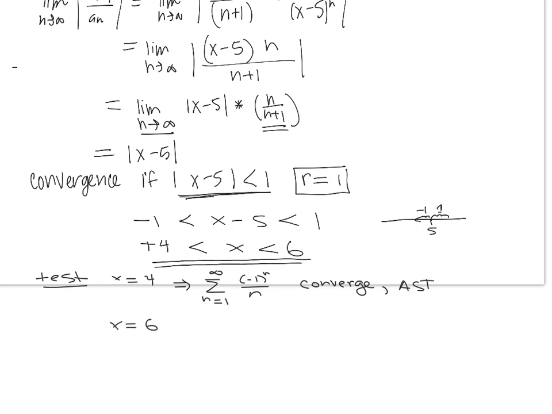At x equals 6, we get the sum from n equals 1 to infinity. Well, 6 − 5 is 1, and 1 to the n is just 1, so we get 1 over n. That diverges. You can either say it's a p-series or you can say it's the harmonic series.